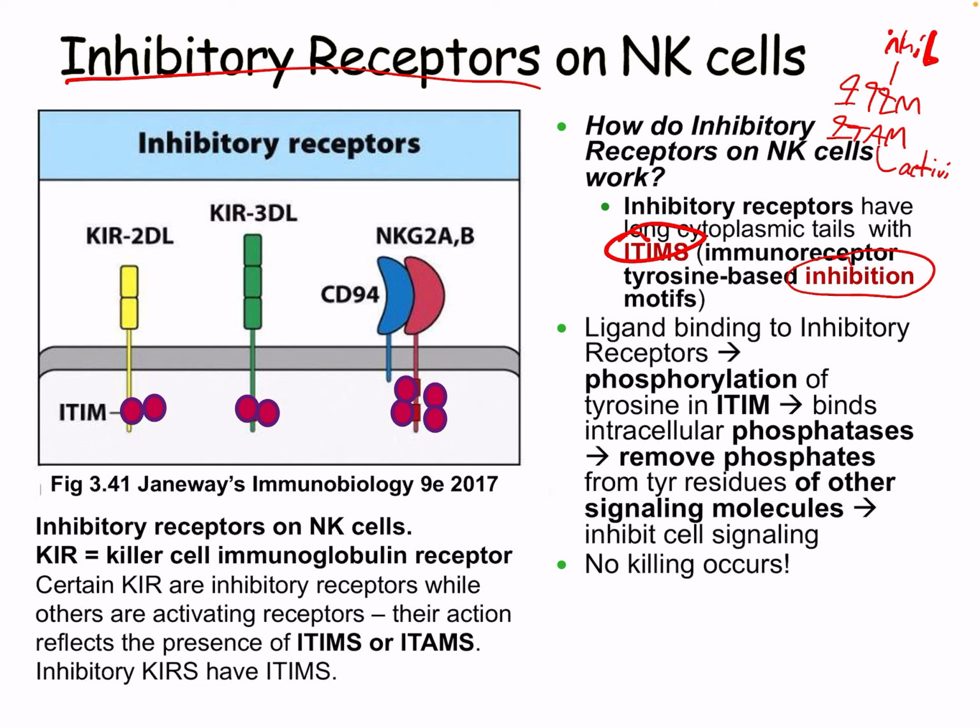So the ligand binding to this inhibitory receptor results in the phosphorylation of the tyrosine in the ITIM. This binds to the intracellular phosphatases, removes the phosphates from the tyrosine residues of other signaling molecules, and inhibits cell signaling, and no killing occurs. So as we see here, certain KIRs are inhibitory receptors, while others are activating receptors. Their actions reflect the presence of ITIMs or ITAMs. So again, inhibition, activating.